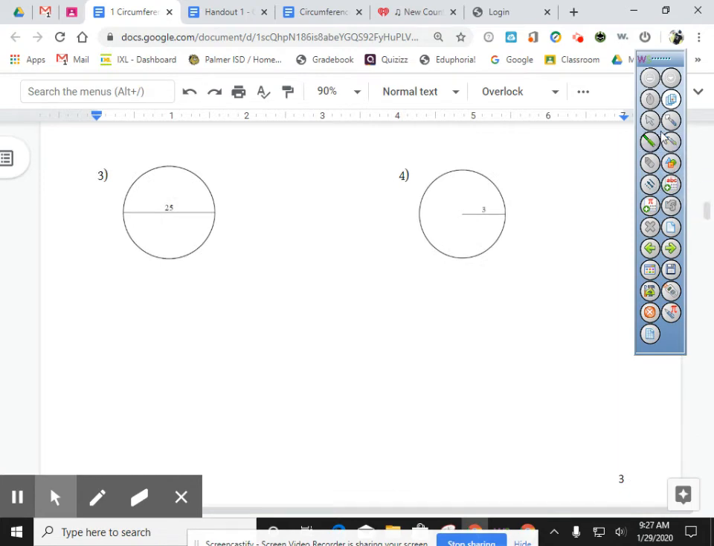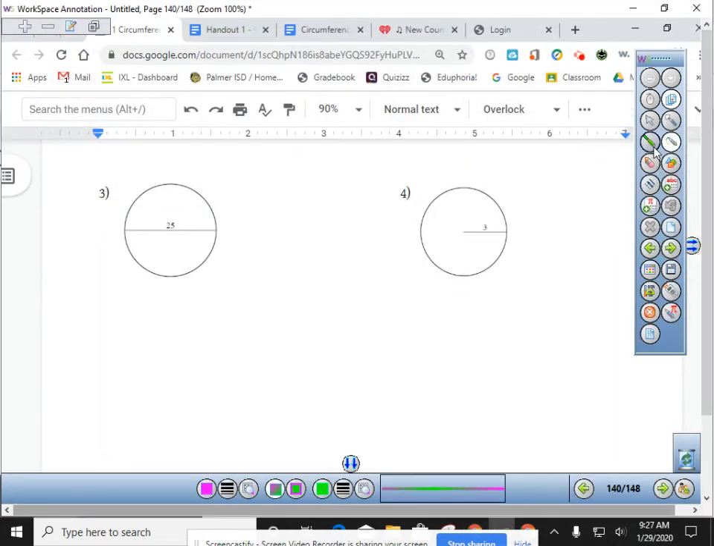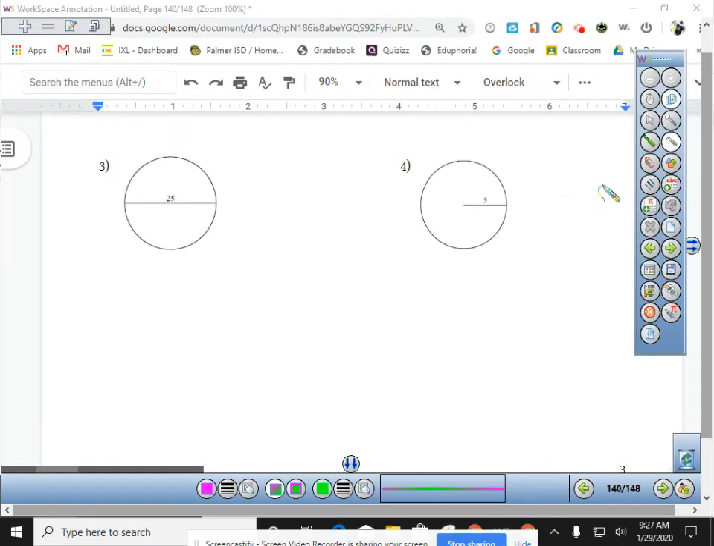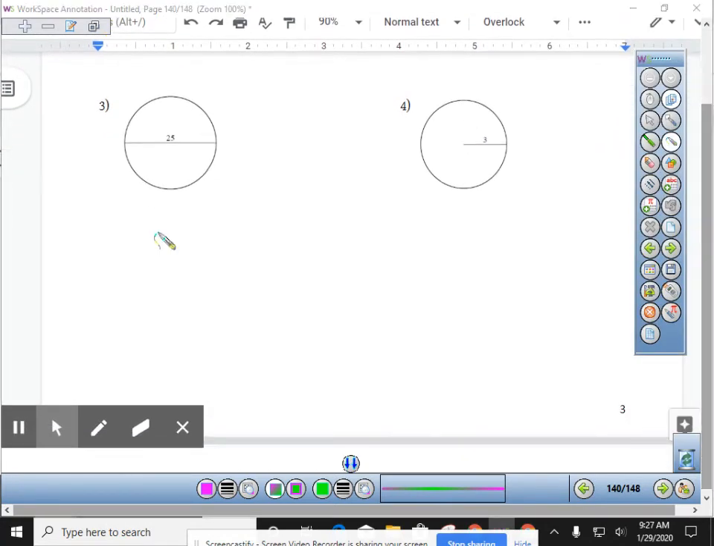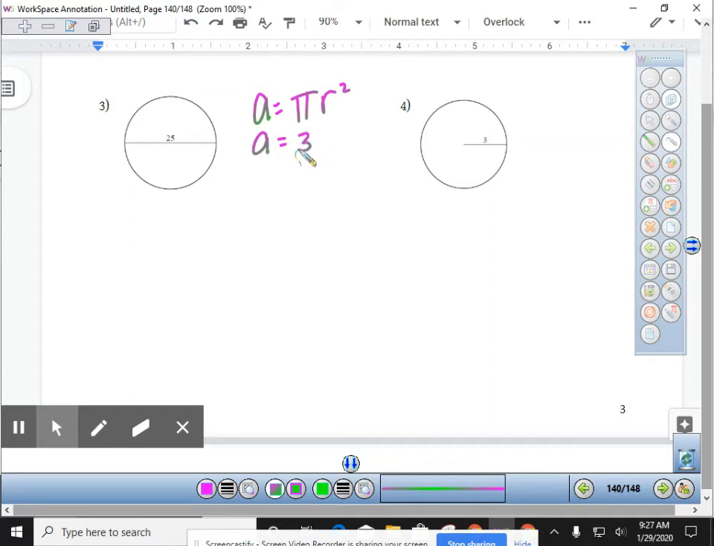Number 3. Wait, wouldn't we have to use 3.14? Because you have to divide that and that'd be 12.5. But what will we use? What is the formula for the area of a circle? Area equals pi r squared. Area equals 3 times 12.5 squared.